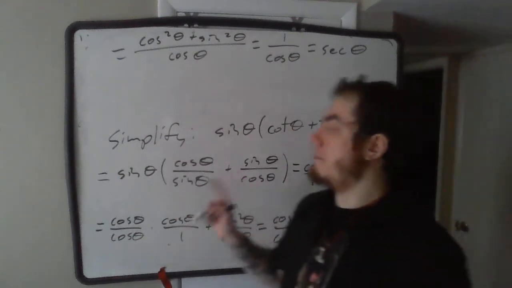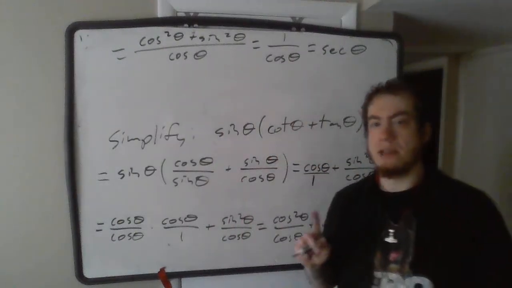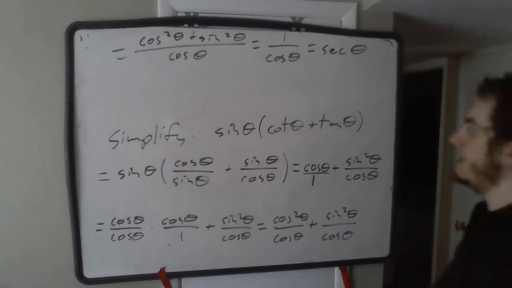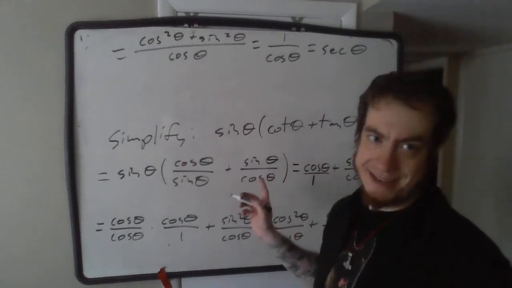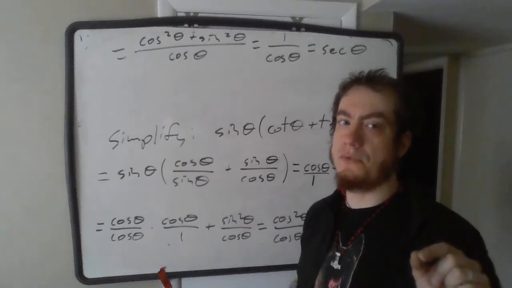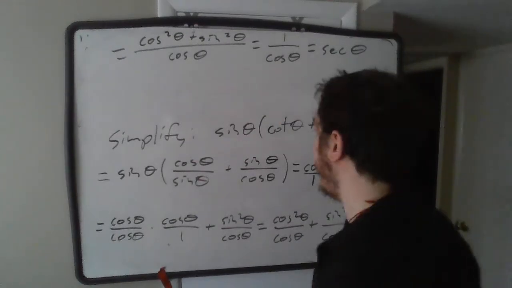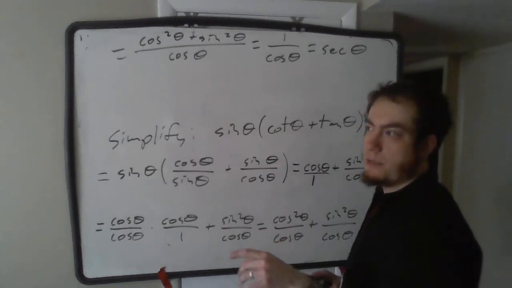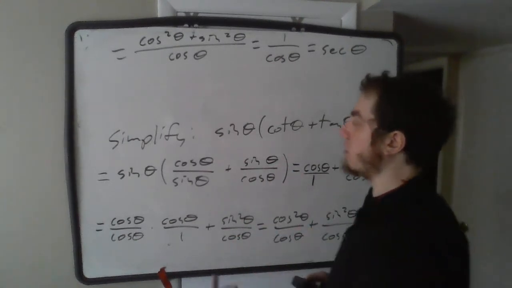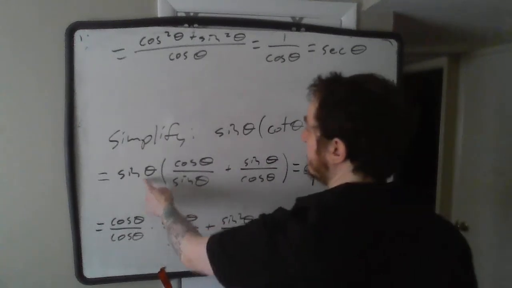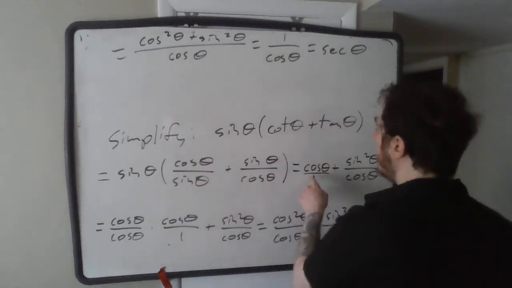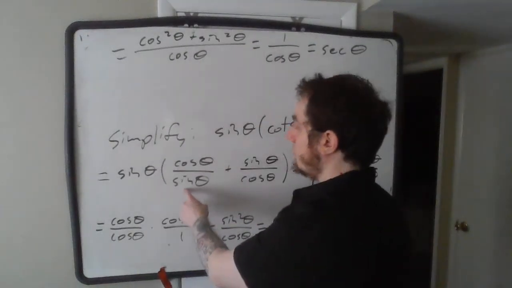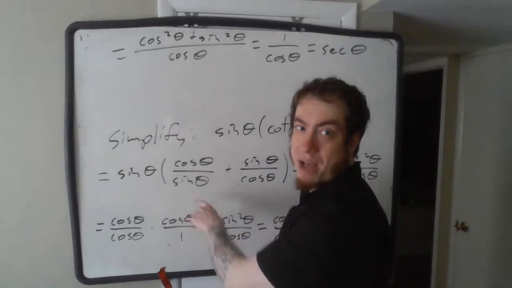I want to pause here for one moment and make an observation, okay? When you're establishing these identities, there is a tendency to gloss over the fact that sometimes the cancellations we make don't work at certain points. For example, when I said sine theta times cosine theta over sine theta cancels to give me cosine theta, that doesn't work for theta equals 0 or theta equals pi.